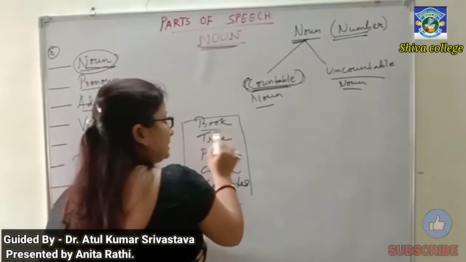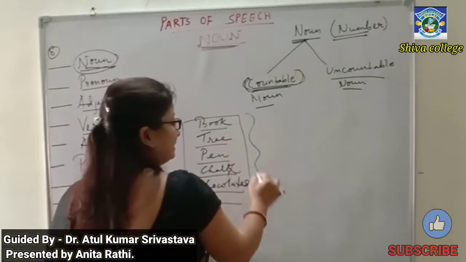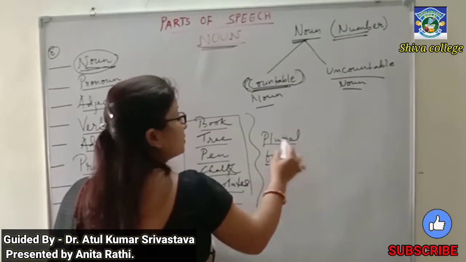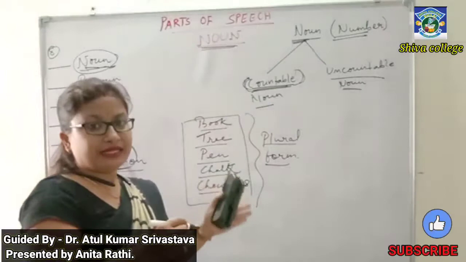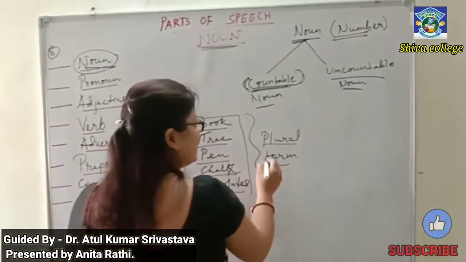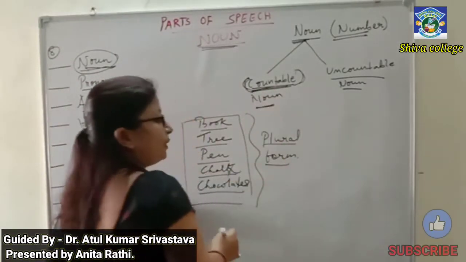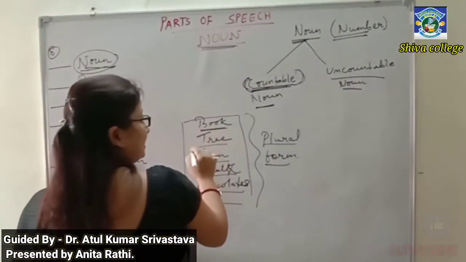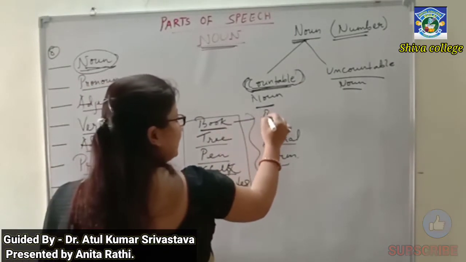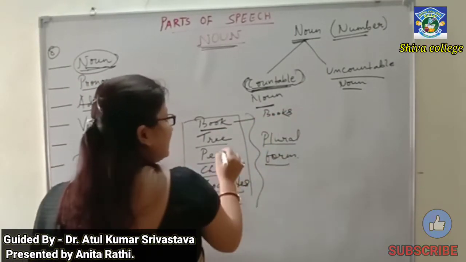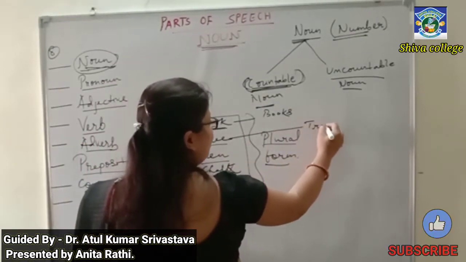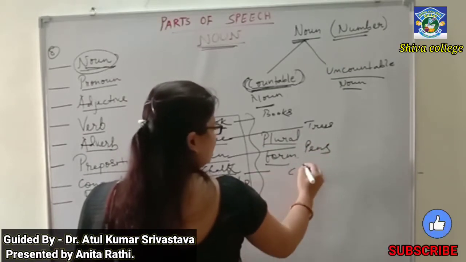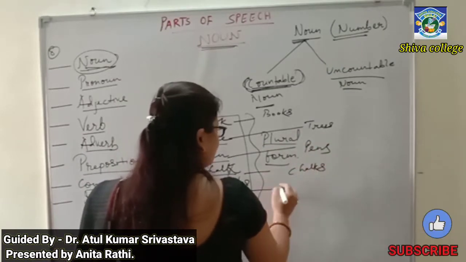Second thing, a countable noun has its plural form. That means when any word has its plural form, it comes under countable noun. When will you get its plural form? You will get the plural form only when you can count the things. For example, book, you will get its plural form, that is books. Tree, you will also get its plural form, that is trees. Pen, pens. Chalk, chalks, chocolates.